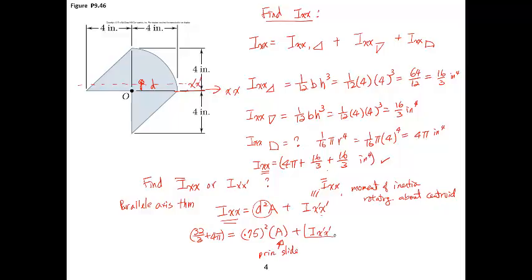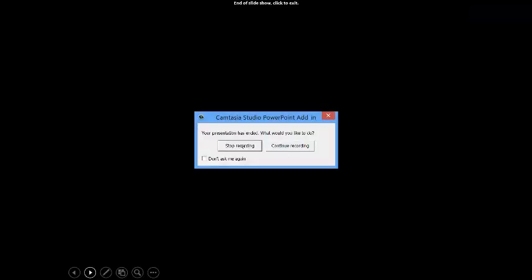So you can see, I cannot go backwards from the moment of inertia about another axis to find the centroid. Hopefully that makes sense? Okay, so that's it then.